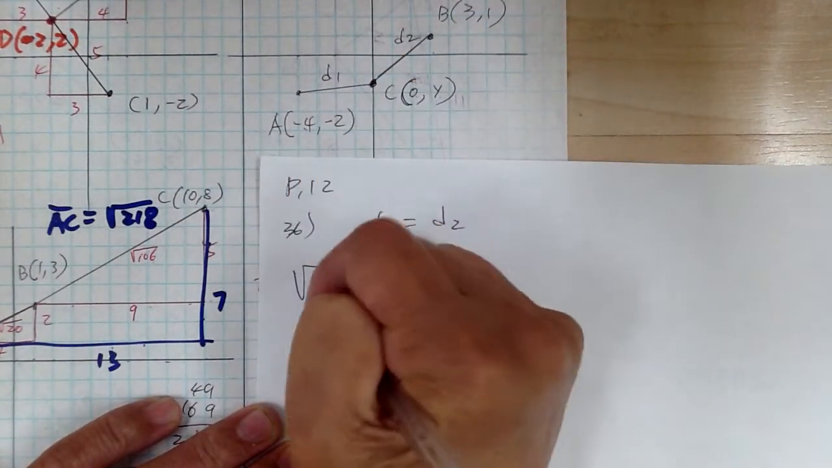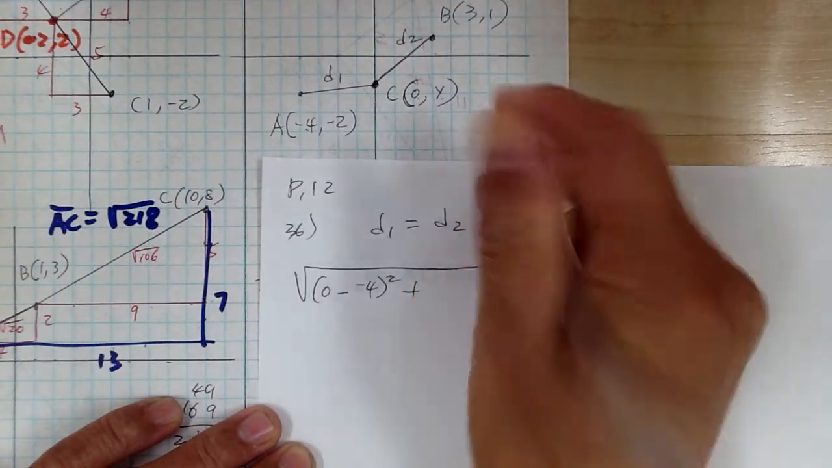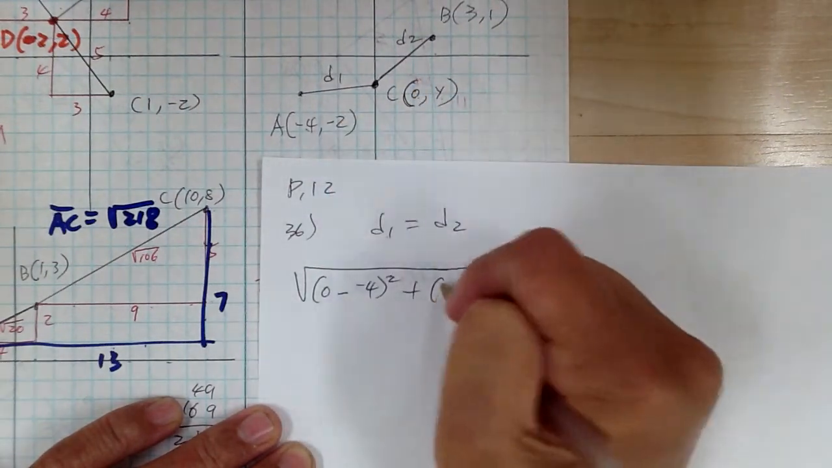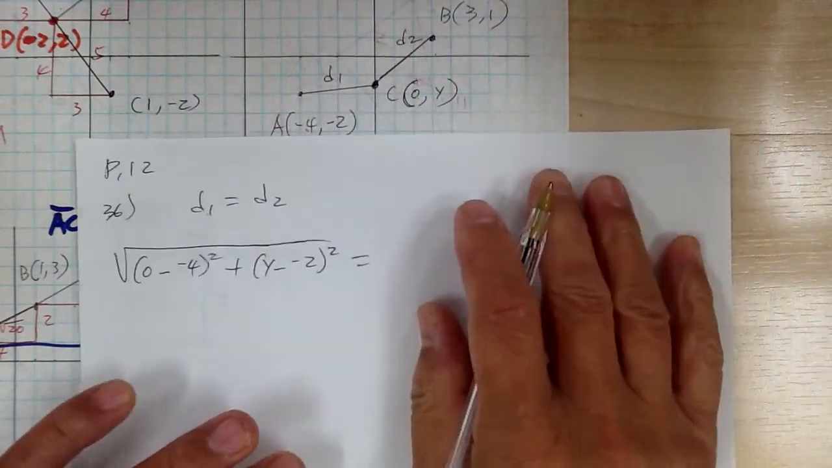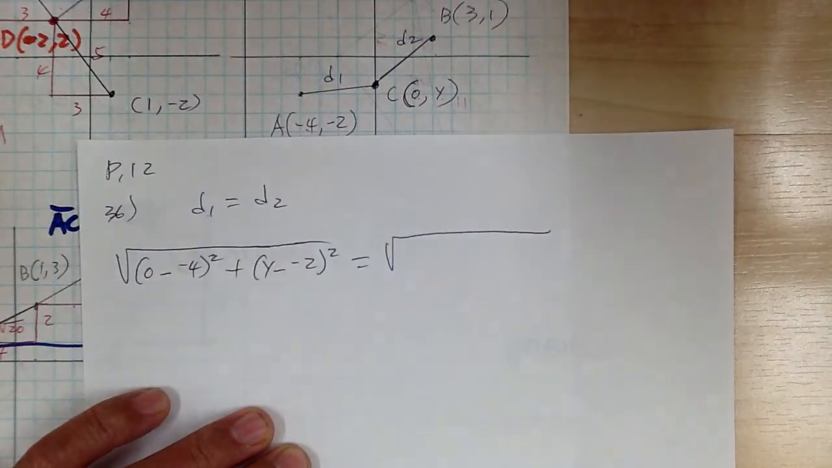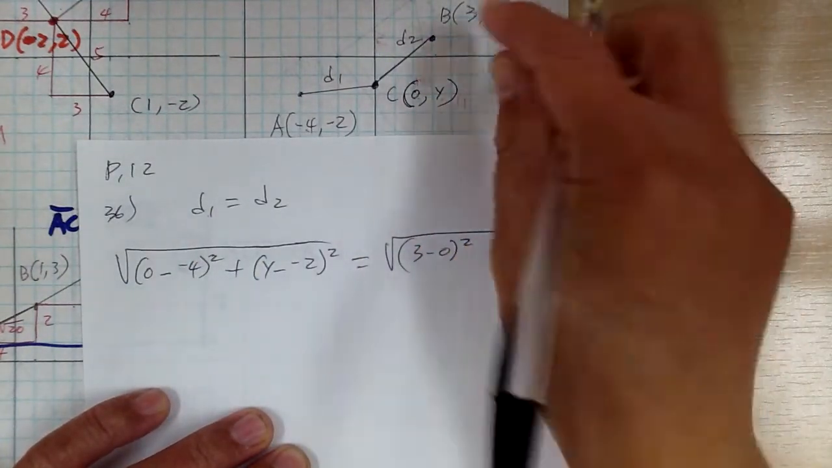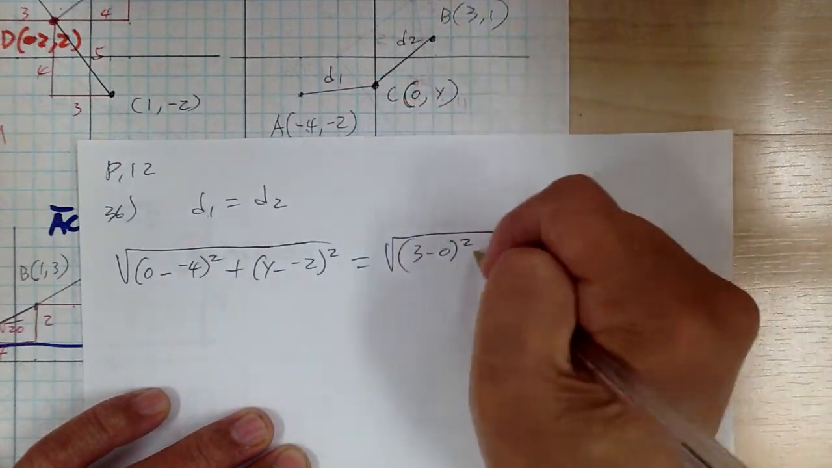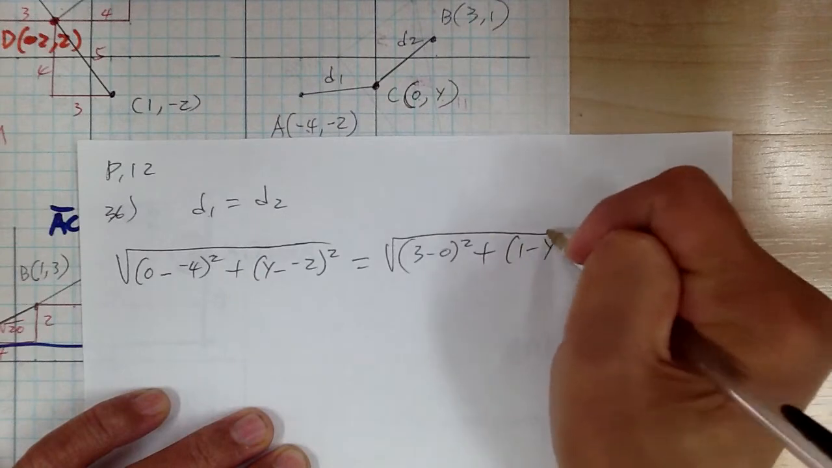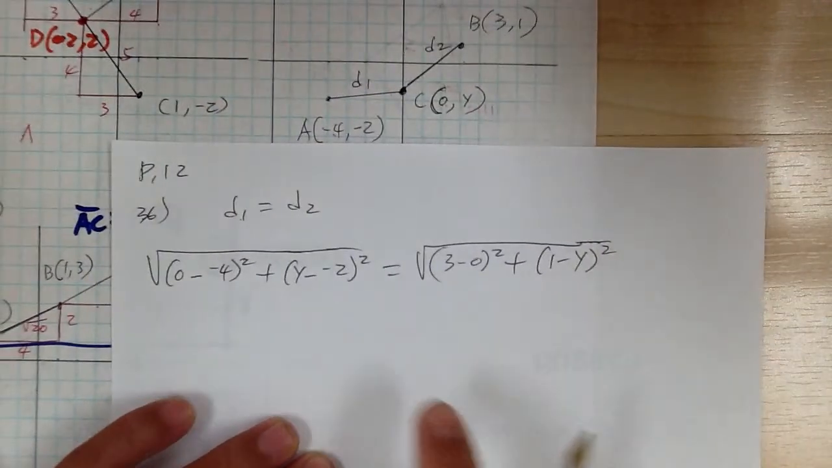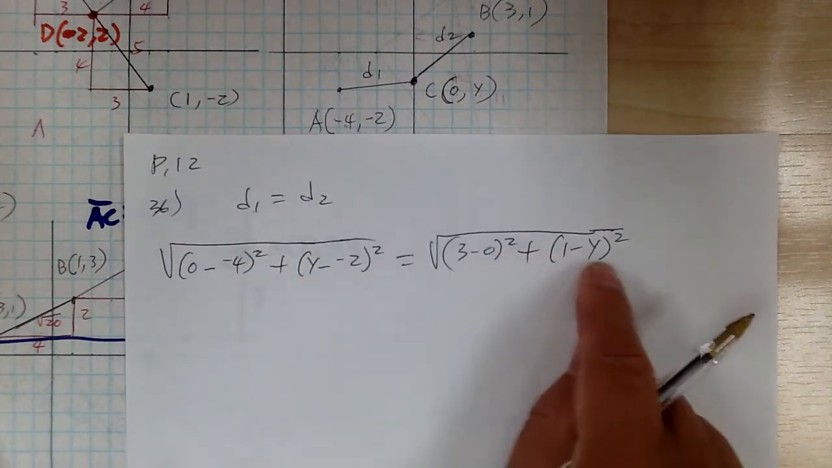The distance formula is x2 minus x1, so it'll be 0 minus -4 squared, plus y2 minus y1, so it'll be y minus -2 squared. That's your D1. And for D2, you do the same thing: 3 minus 0 squared, that's your x2 minus x1, plus y2 minus y1, so 1 minus y squared. You start with your definition, apply the formula, and work it out.